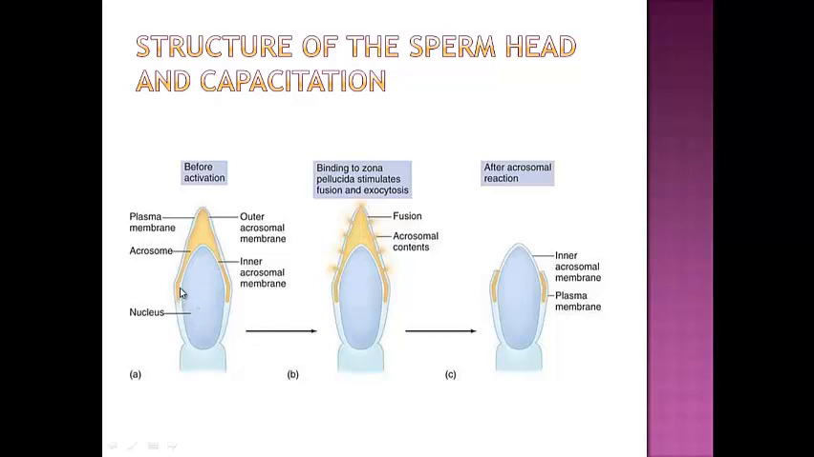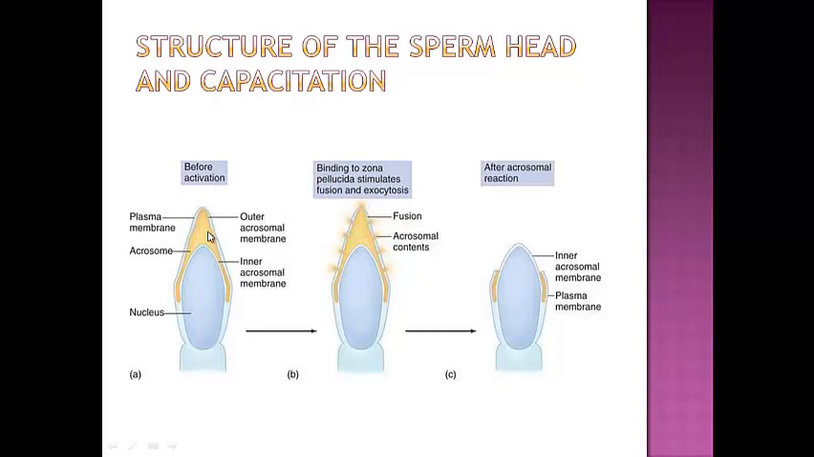So I want you to notice that at the tip of the head of the sperm, there's this yellow covering, okay, that protects the head of the sperm and then protects the nucleus as well. Now this layer is made of glycoprotein, and it is called the acrosome. All right. Since it is a glycoprotein layer, you can see here that it has an outer membrane and an inner membrane.